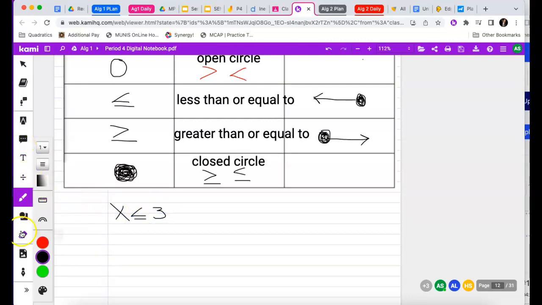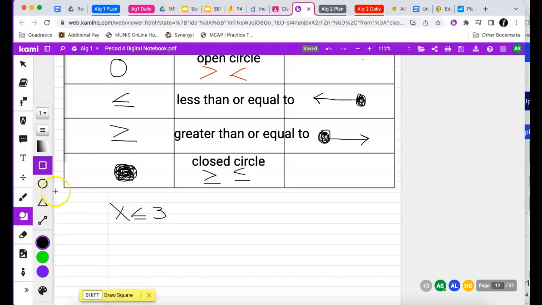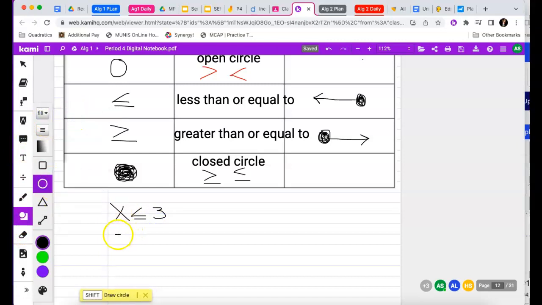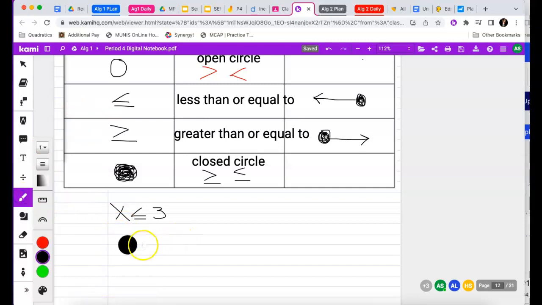So what I'm going to do is I'm going to have a closed circle since we have a greater than or equal to symbol. And then anything that's greater than or equal to 3 is everything that is to the right of 3. So 4, 5, 6, all of those numbers are greater than 3.